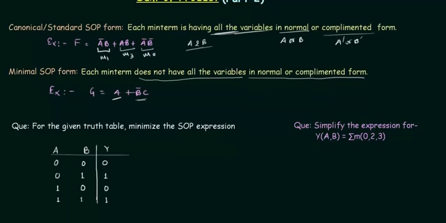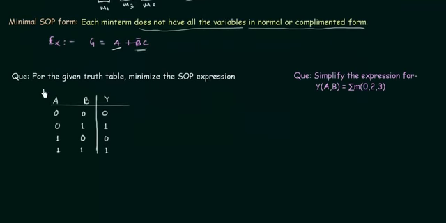Now we will move to example number 1. In this we have the truth table that you can see, and for the given truth table minimize the SOP expression. So let's see how we can have the SOP expression by using this truth table. So let's move to our solution.